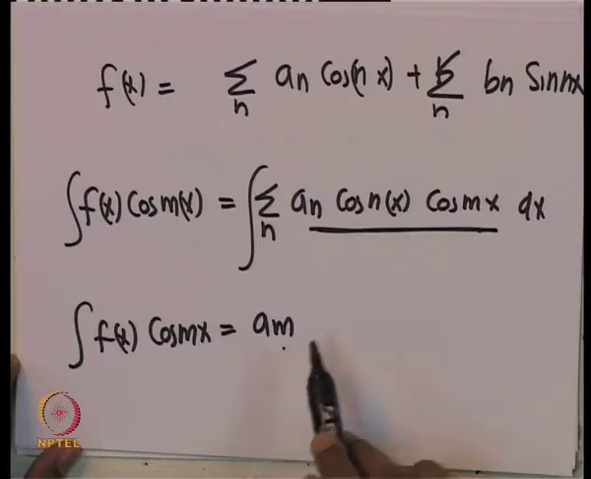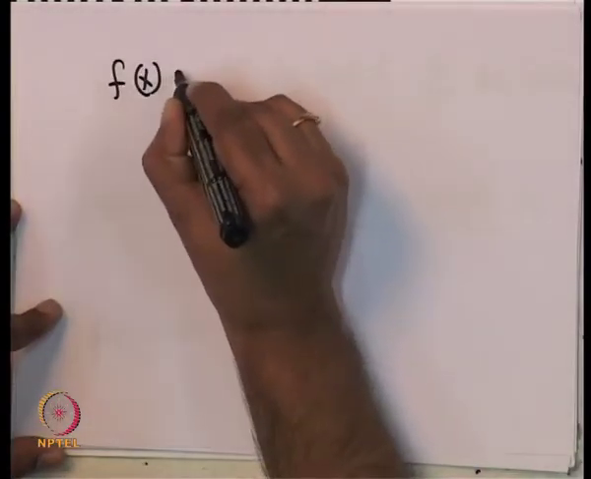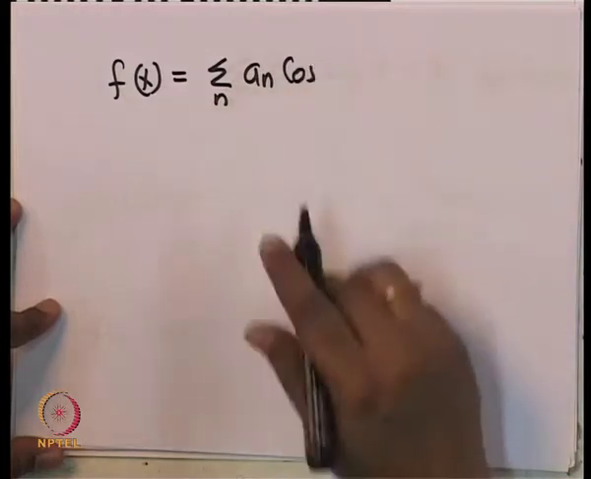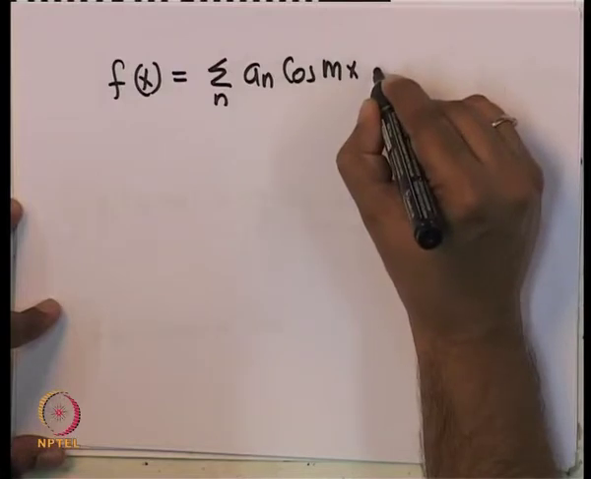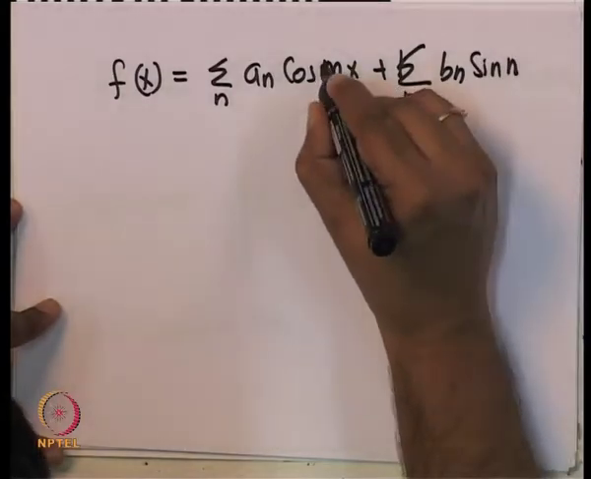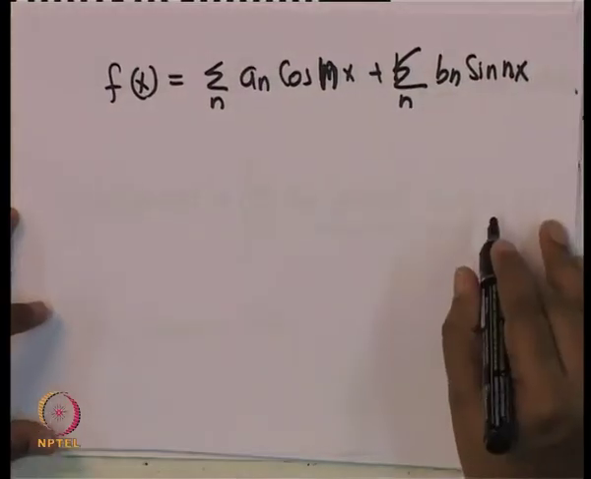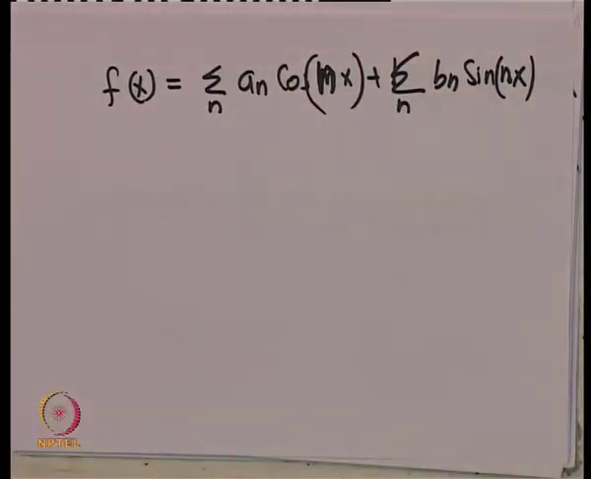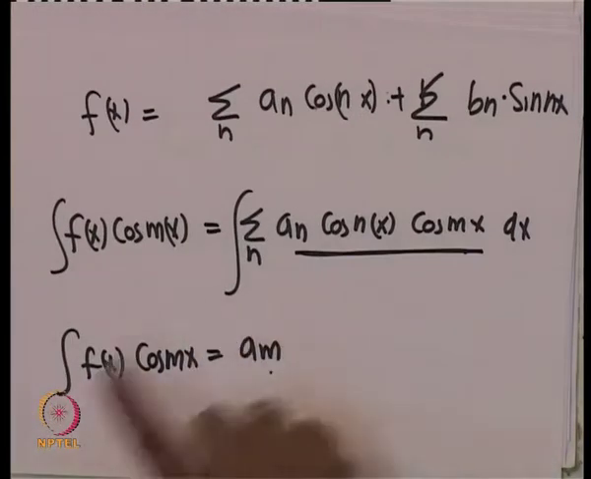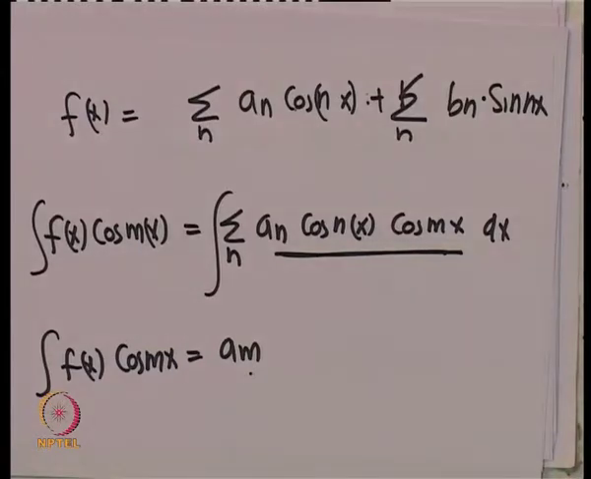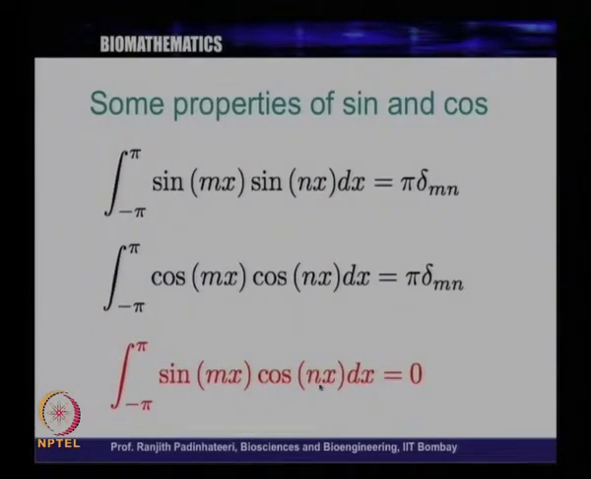Similarly, if you multiply with sine, let us look at sine. Similarly, f of x is equal to the sum over n of a_n cos nx plus the sum over n of b_n sin nx. In the previous case we have to say one more thing: we also used a property. When you multiply with this cos, sin and cos will be multiplied, and it turns out that the sin cos product, as you see in this slide, the integral of sin mx cos nx is 0.